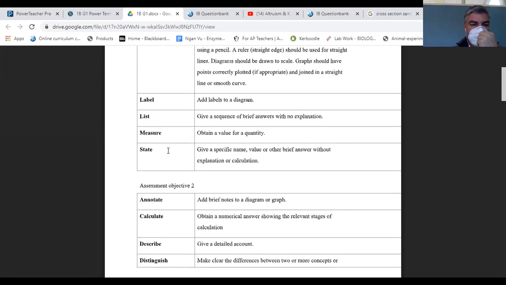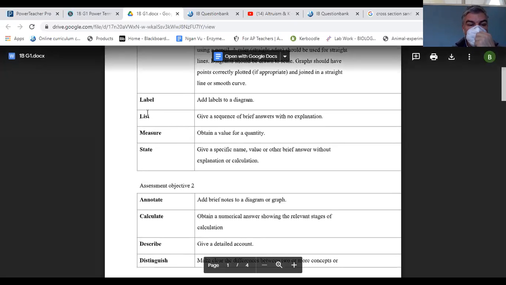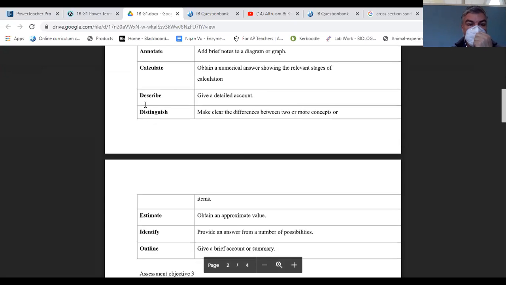Some of these are going to be pretty straightforward, like state, give a specific name. If it's one mark and it's one state, you can probably do that in about 15 words, if not one word, because it's a specific name. You could technically do it in one, maybe two words. List means brief answers, no explanation. That's easy. That's what a lot of people do. They list when they should describe.